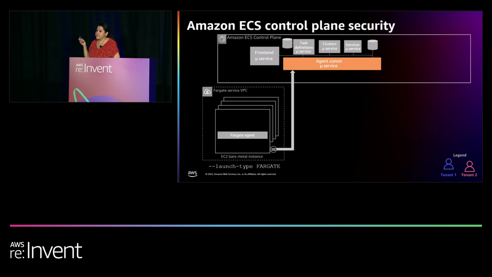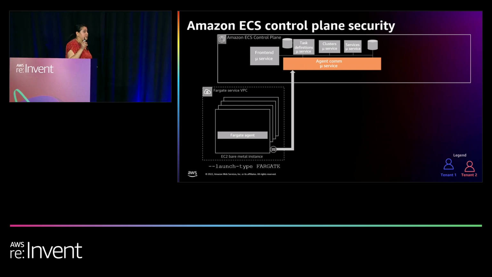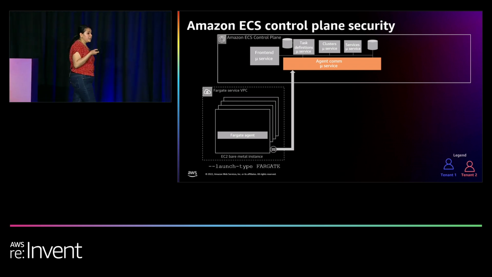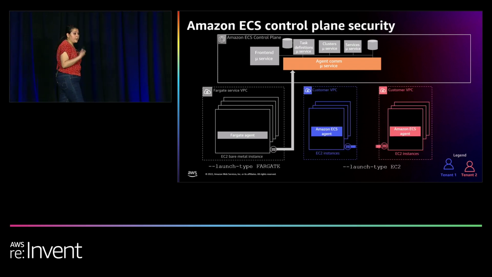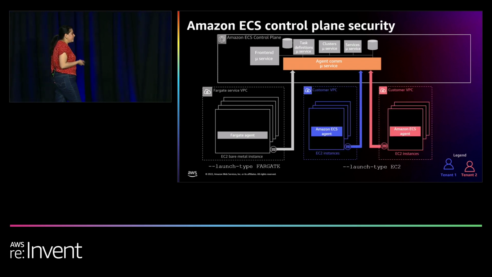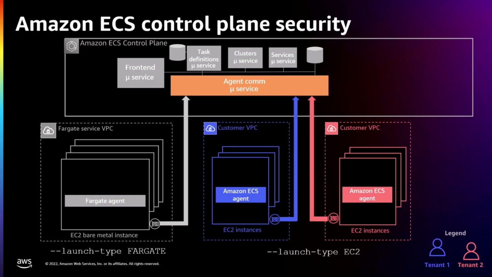But remember that the ECS control plane is not just serving Fargate, right? It's also serving the EC2 launch type, which is customers running their own instances as worker nodes and having these instances register with the ECS control plane. So the agent communication service also fields these connections from all of these customer-owned instances as well.